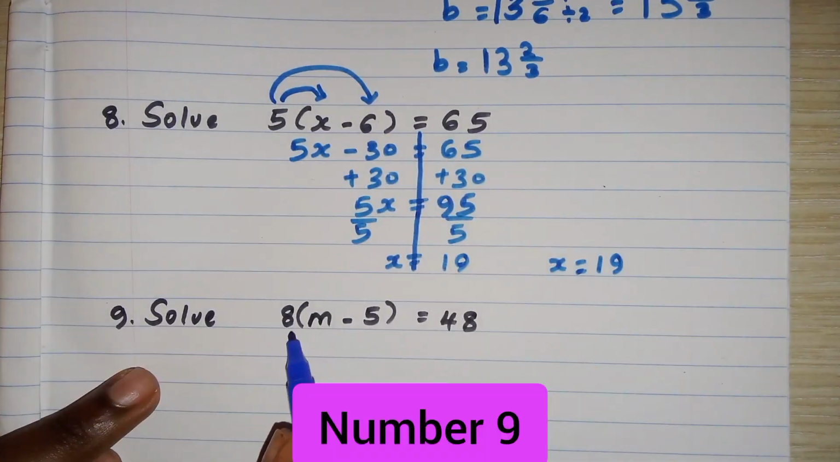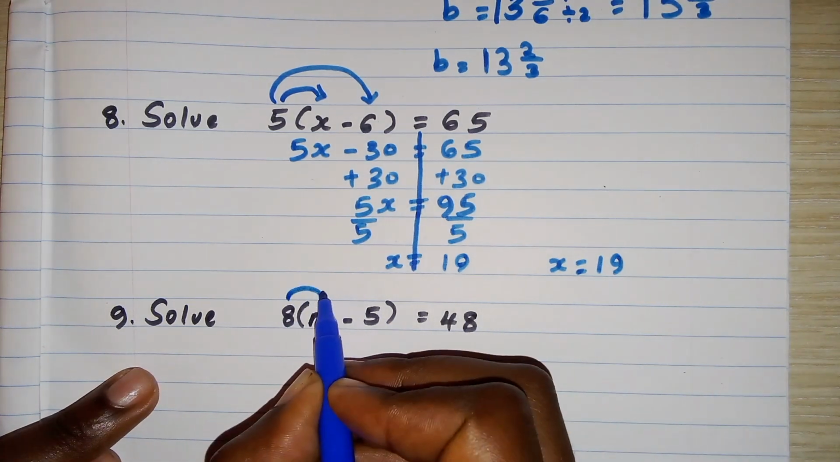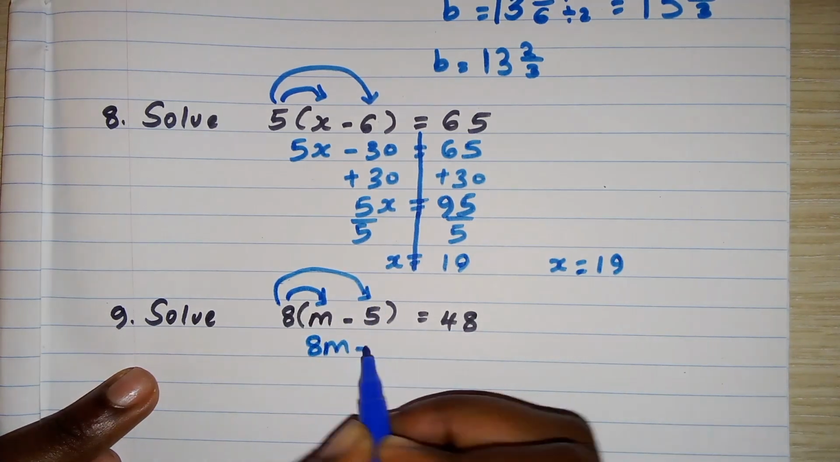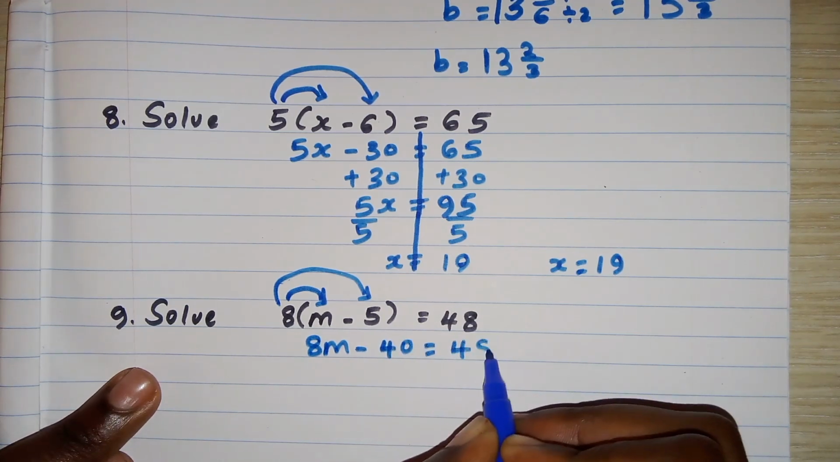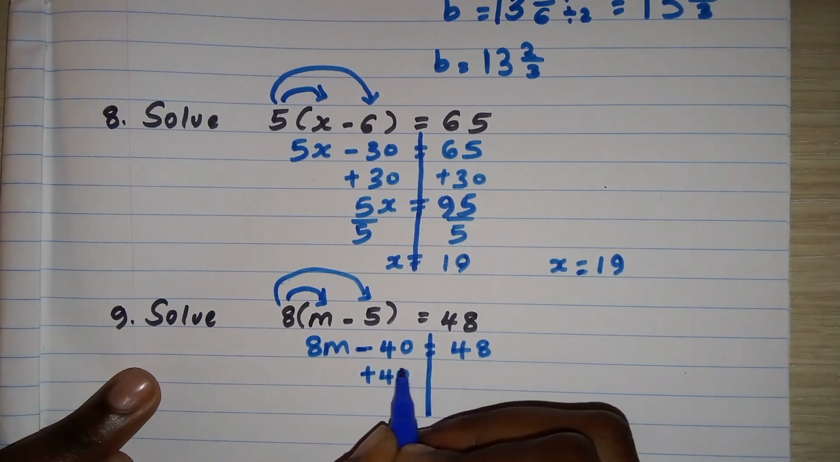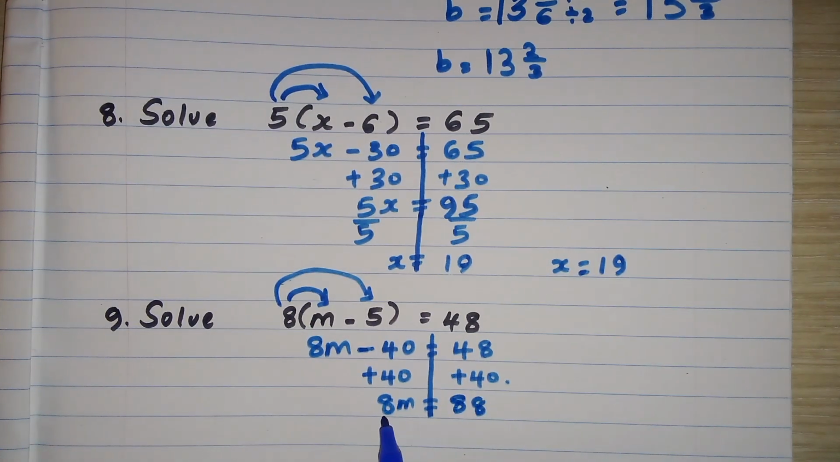Number 9, solve 8 into bracket m minus 5 equals 48. So 8 times m and 8 times 5. 8 times m is 8m minus 8 times 5 is 40 equals 48. Draw your line. So opposite of minus will be plus. So plus 40 on both sides. So 8m equals 88. So 8 times m, divide on both sides. And you're left with m equals 11.